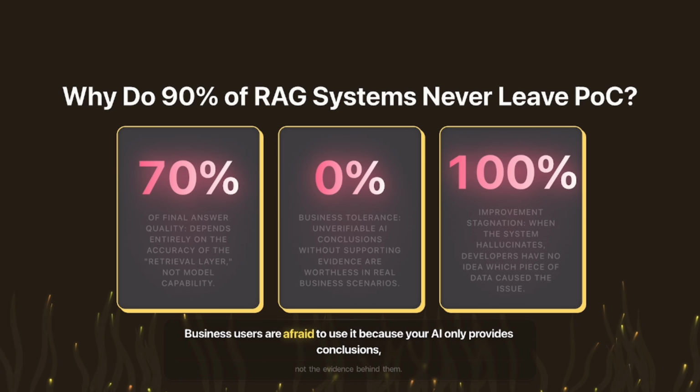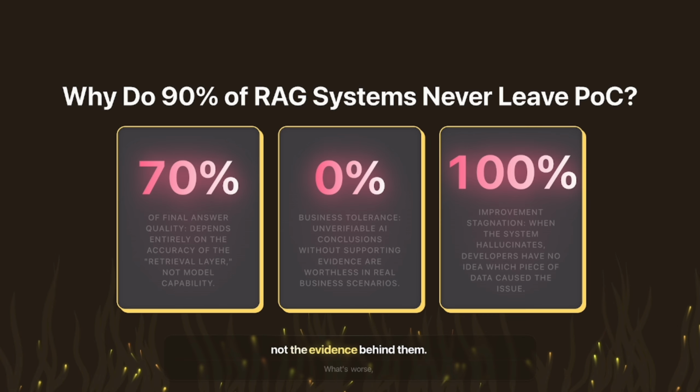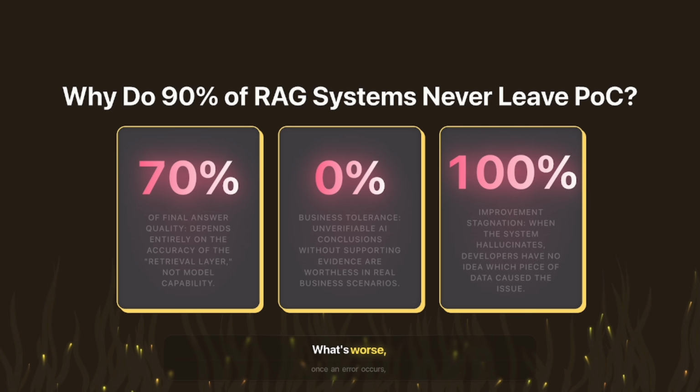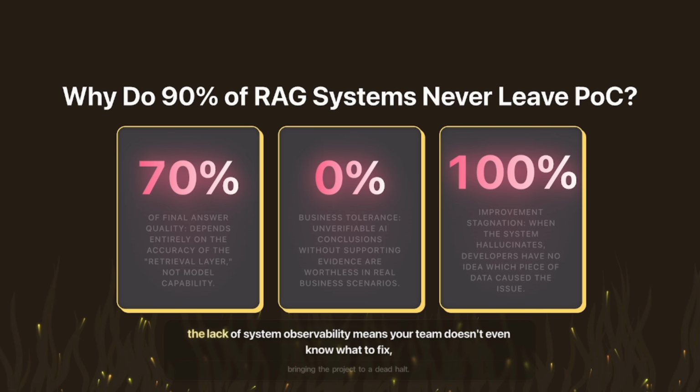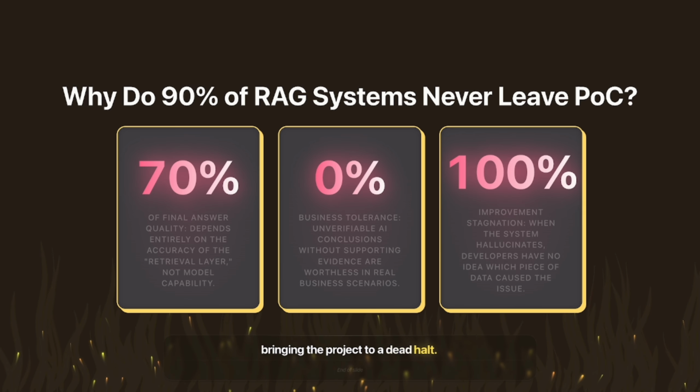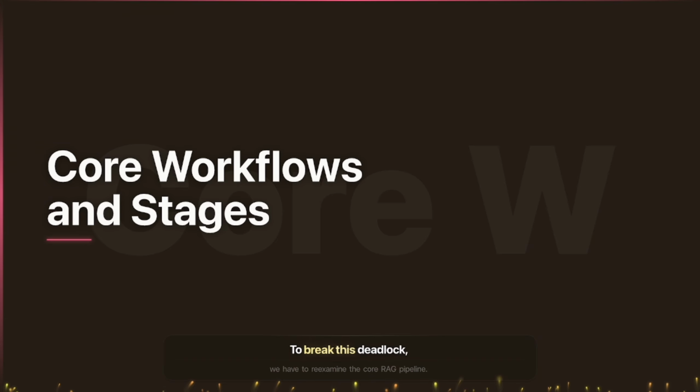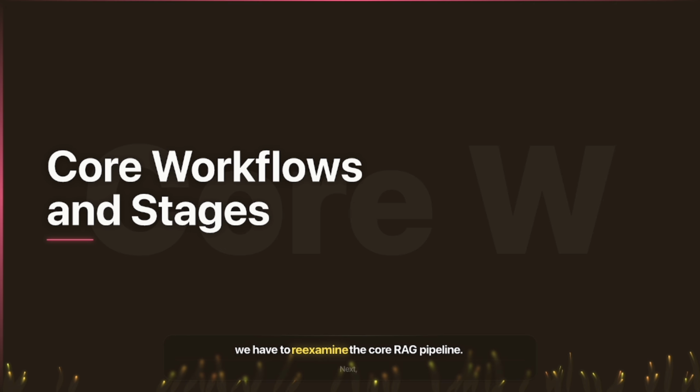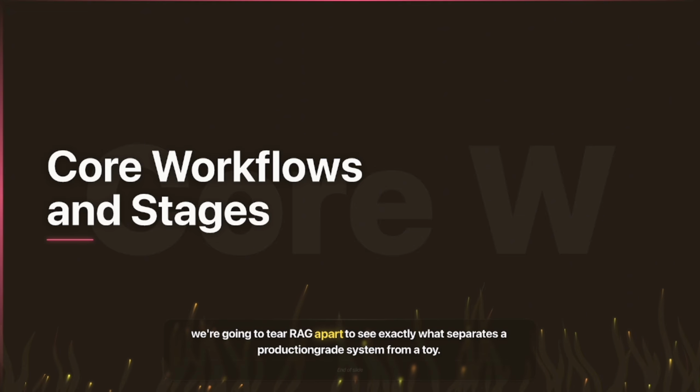Business users are afraid to use it because your AI only provides conclusions, not the evidence behind them. What's worse, once an error occurs, the lack of system observability means your team doesn't even know what to fix, bringing the project to a dead halt. To break this deadlock, we have to re-examine the core RAG pipeline. Next, we're going to tear RAG apart to see exactly what separates a production-grade system from a toy.